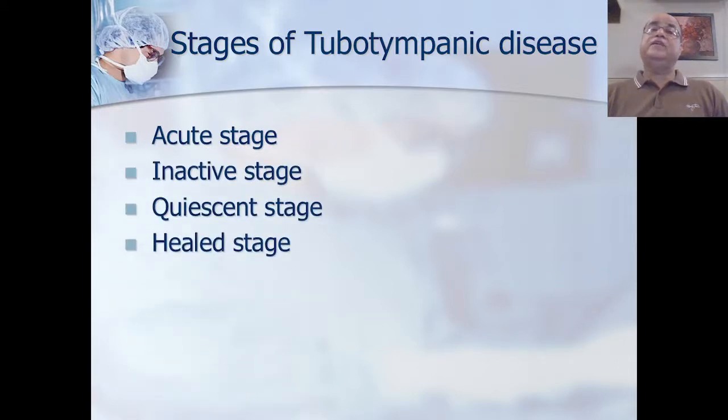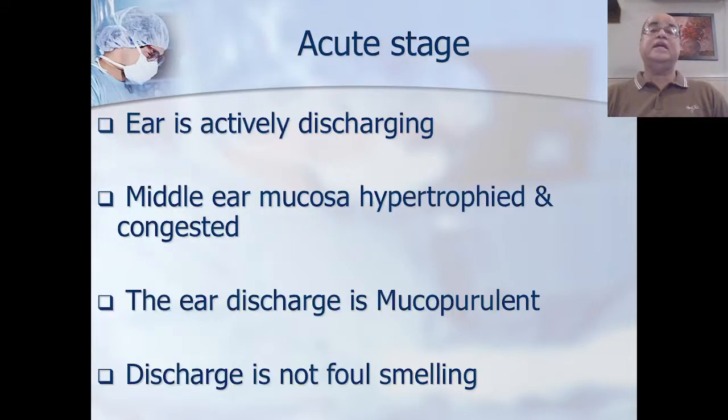Depending upon the activity of the disease, the tubotympanic type of the disease can be divided into acute stage, inactive stage, quiescent stage, healed stage. And as the name indicates, in acute stage or active stage, ear will be discharging with that characteristic discharge that will be profuse, odorless, copious in amount, mucoid or mucopurulent. Middle ear mucosa, which would be visible through the perforation, will be hypertrophied and congested, and discharge is non-foul smelling.